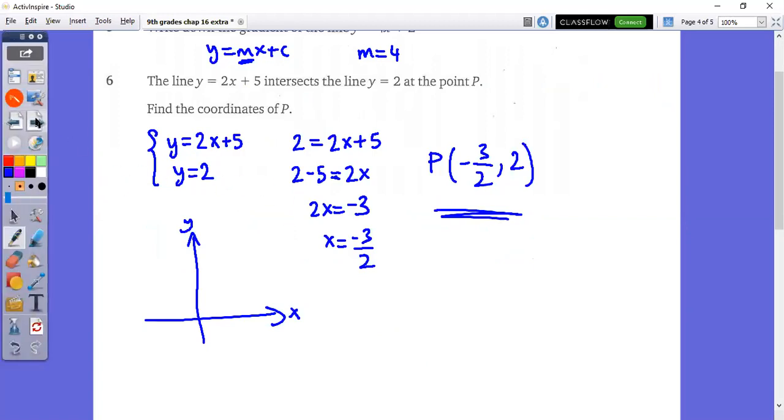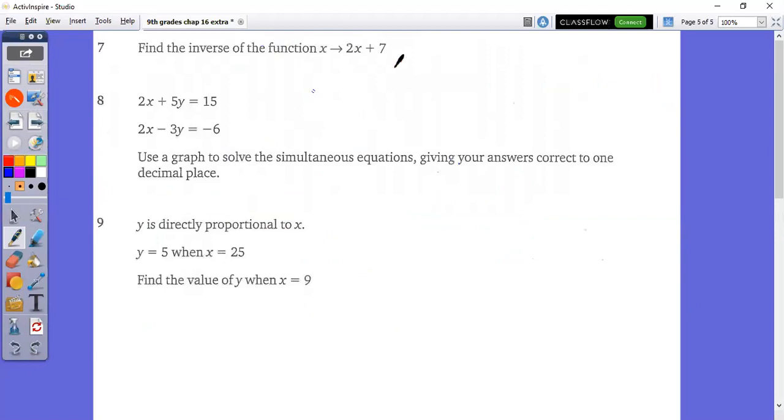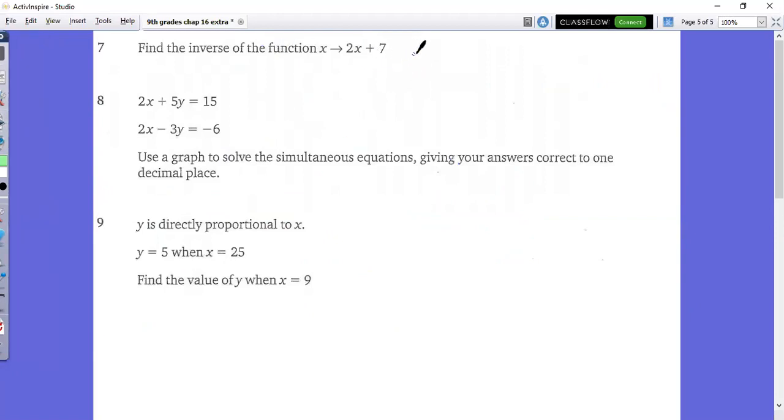Okay, maybe the last page. Find the inverse function of x maps to 2x plus 7. That means x is first multiplied by 2, then increased by 7 to generate y coordinate. So that means when we go backwards in inverse rule, we don't start, remember, from left to right, but from right side we begin. We don't add 7, inverse operation, we subtract 7. And then we don't multiply by 2, but divide by 2 to generate y coordinate.